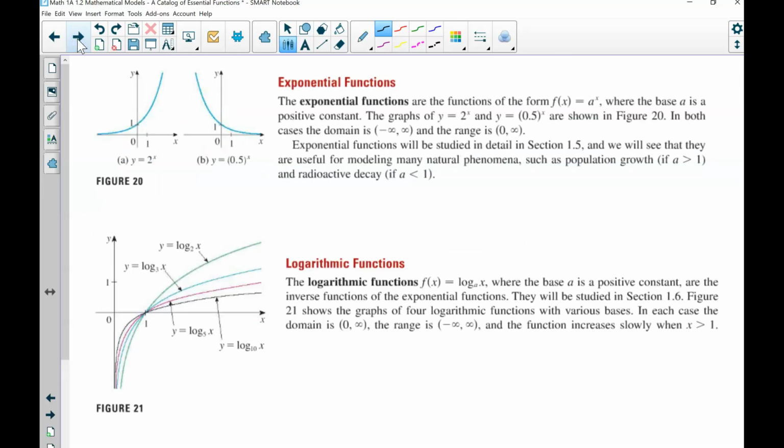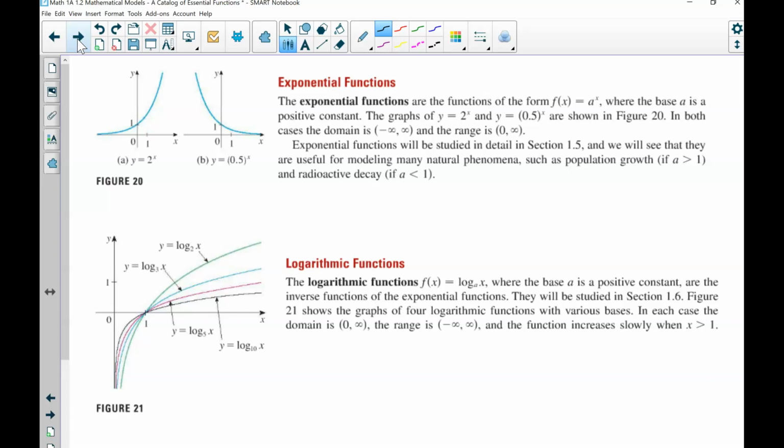Okay, now we have exponential functions. The exponential functions are the functions of the form f of x is equal to a to the x, where the base a is a positive constant. So the graphs of y equals 2 to the x and y equals 0.5 to the x are shown in the figure. And in both cases, the domain is negative infinity to infinity, and the range is 0 to infinity. Exponential functions will be studied in more detail in section 1.5, and we will see that they are useful for modeling many natural phenomena, such as population growth and radioactive decay.